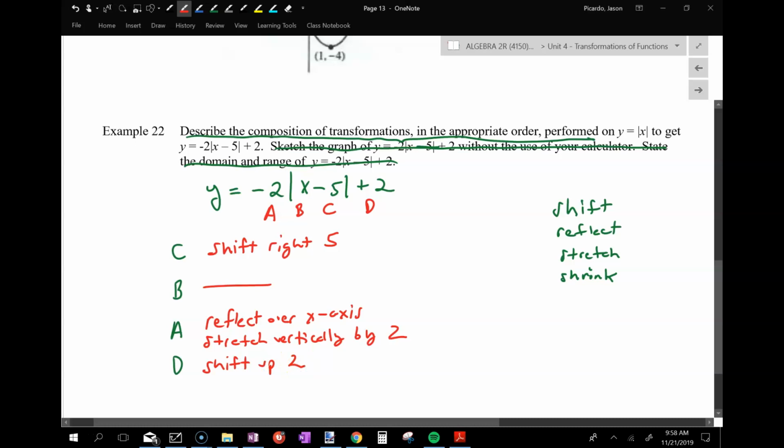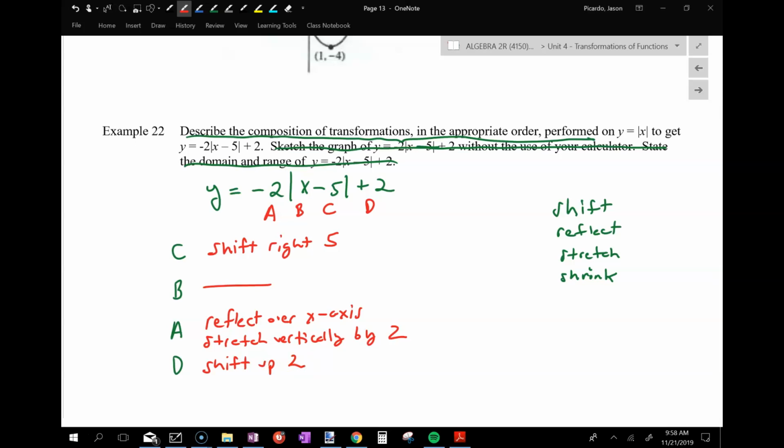Right? Guys, if you're connecting the dots and this is making sense, then what do you notice? That the C's and the D's always shift. And the A's and the B's always stretch, shrink, or reflect, right? A's and B's always stretch, shrink, or reflect. C's and D's always shift. Cool?